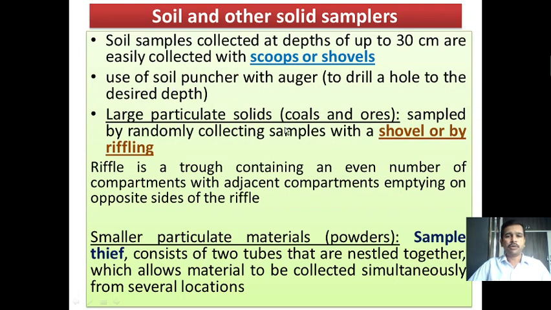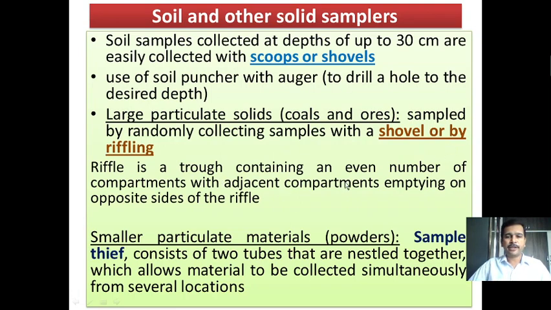And even large particulate solids such as coals and ores are collected by means of a shovel or by means of riffles. Shovel, you know, is a simple object and that can be introduced into a pool of coal or ore. So we can collect the required quantity of coal or ore sample in a shovel. I will show you in the next slide what is the shape of the shovel or riffle or scoop.